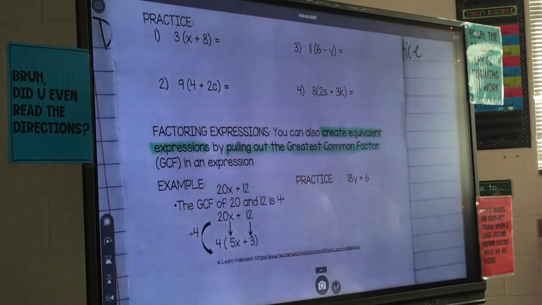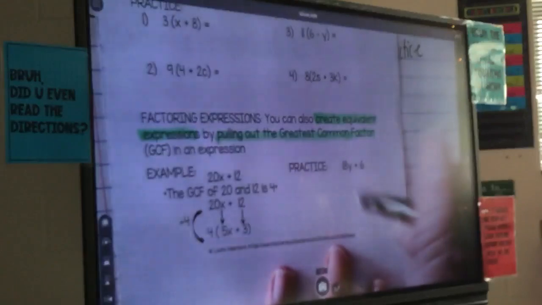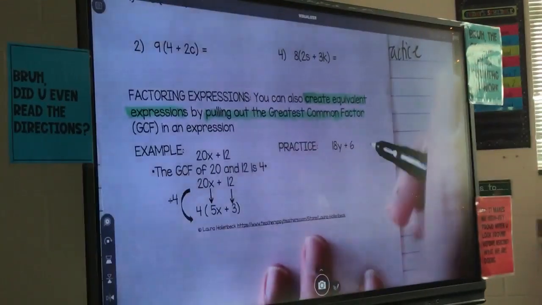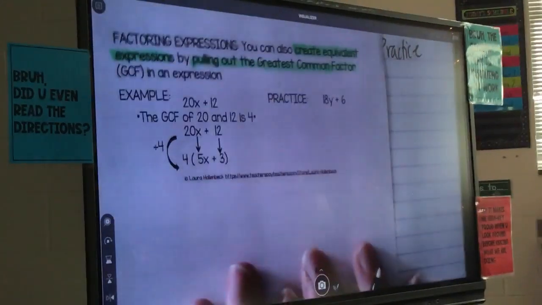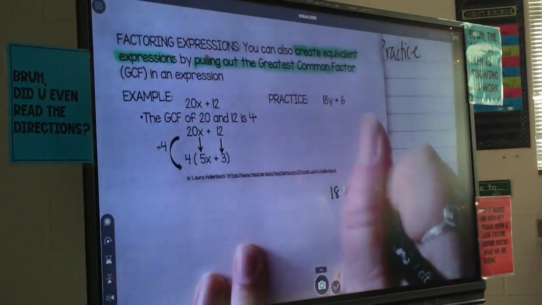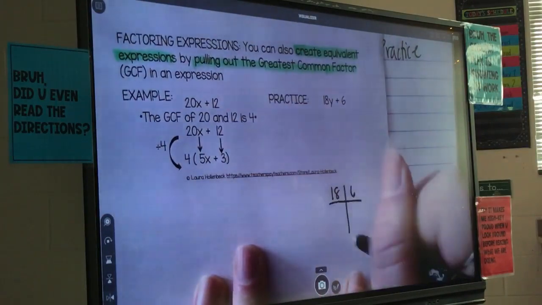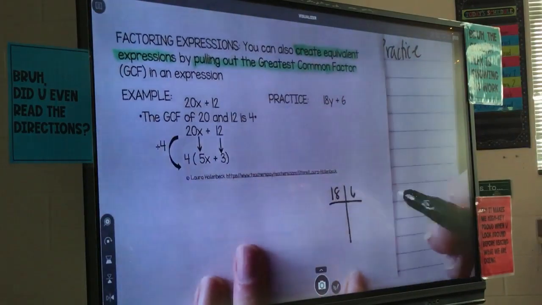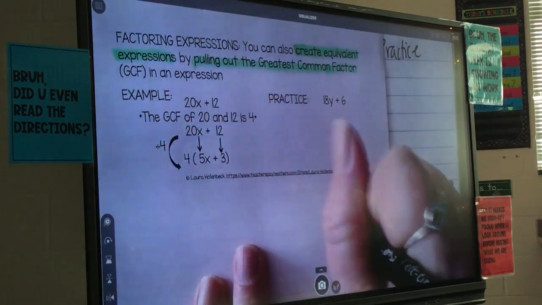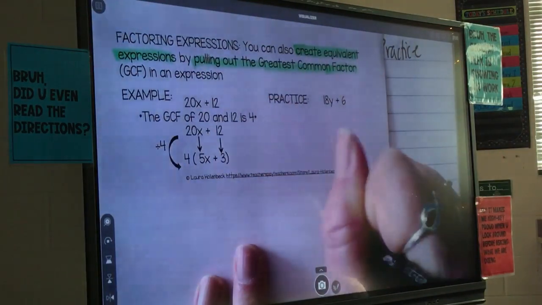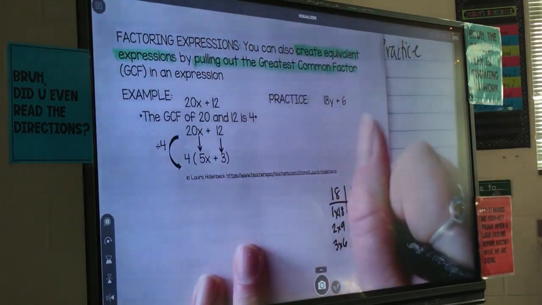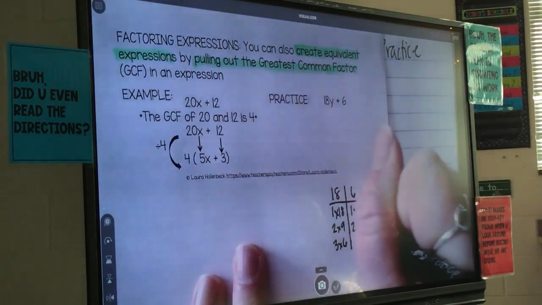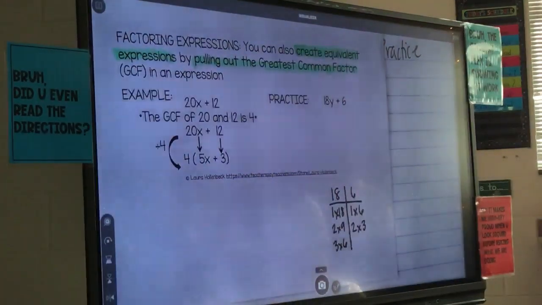All right, I have a trick that to me makes it a little bit easier. So we're going to do this one together. You have 18y plus 6. We are trying to find the GCF of 18 and 6. So I'm going to do my tall T, and I'm going to write the factors. Everybody is going to write the factors for 18 and 6. So for 18 you have 1 times 18, 2 times 9, 3 times 6. For 6, I have 1 times 6, 2 times 3. Thumbs up when you have that written down.